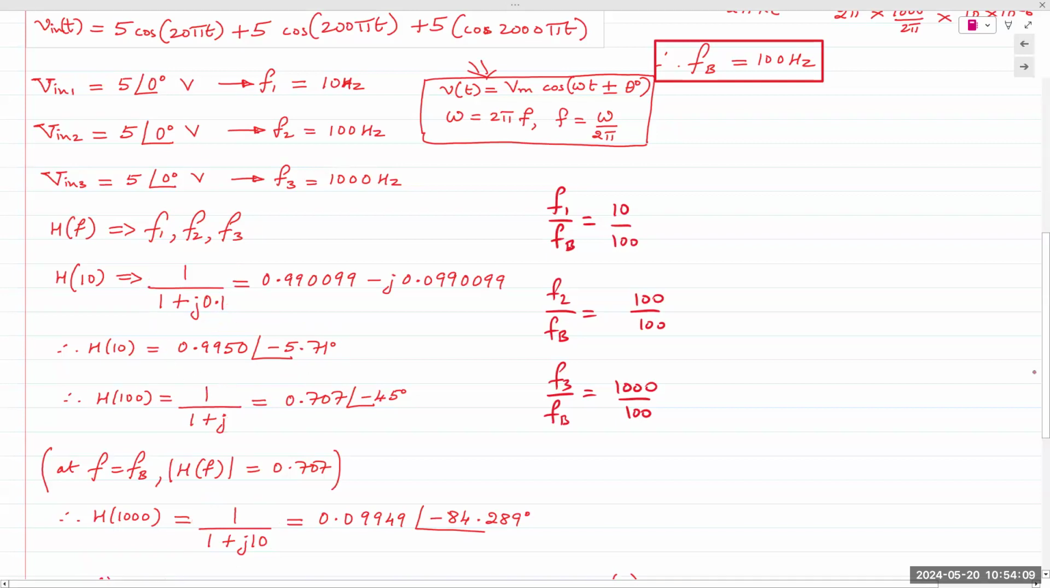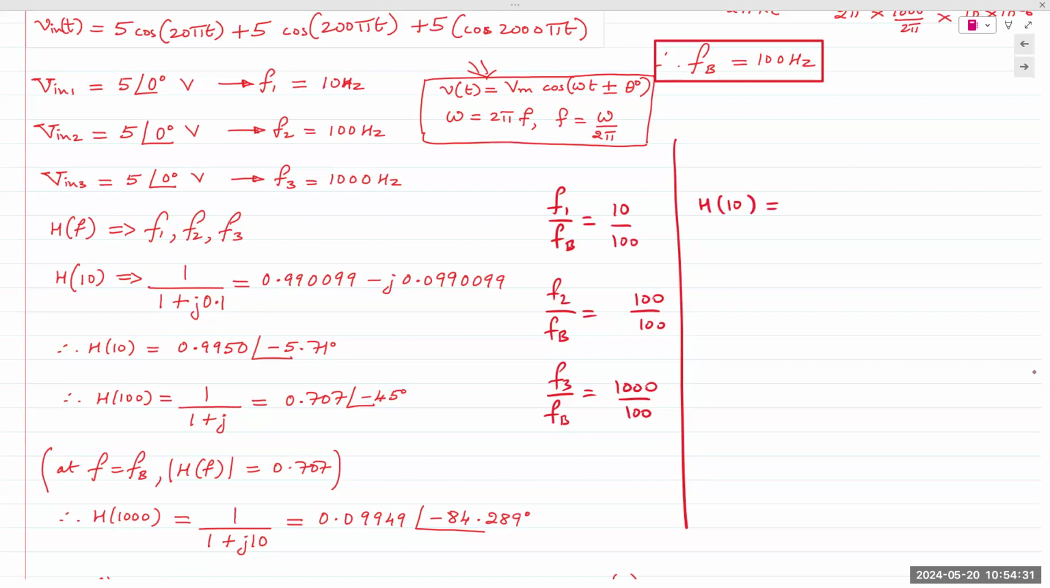H of 10, H of 100, H of 1000. Program the equation into your calculators and you solve to obtain the transfer function in polar coordinates. If you perform this manually, this is how I would go. Let's say H of 10. I need to perform a division, 1 over 1 plus j 0.1.